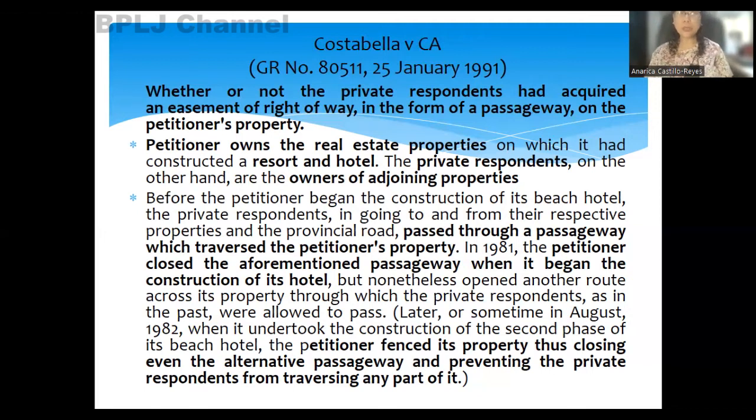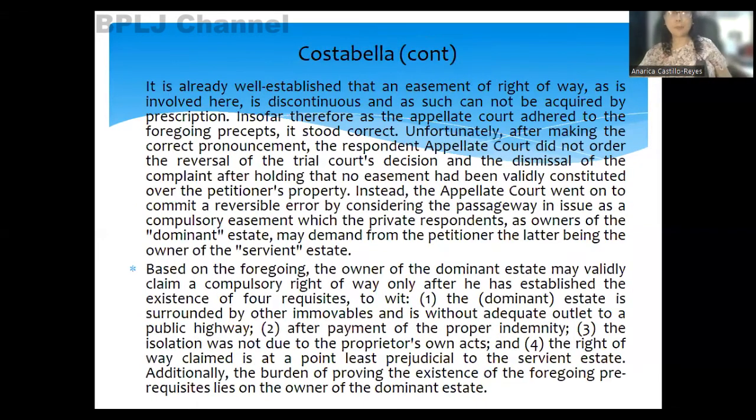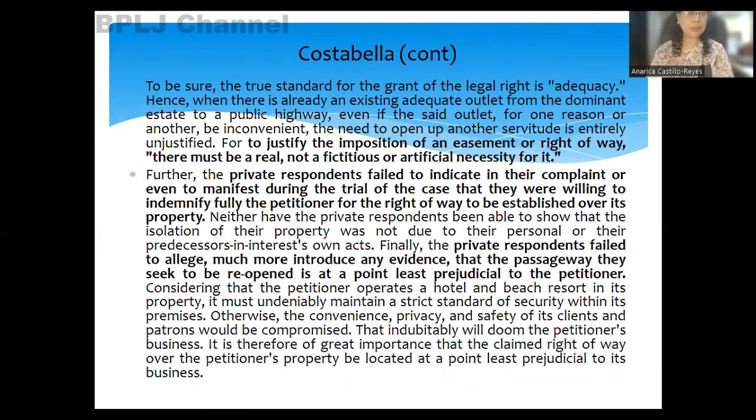Okay. Before the petitioner began the construction of the hotel, they passed through a passageway which traversed the petitioner's property. However, sometime in 1981, the petitioner closed the passageway when it began the construction of the hotel. So the petitioner fenced its property, thus closing even the alternative passageway and preventing the private respondents from traversing any part of it. To justify the imposition of an easement of right of way, there must be a real, not a fictitious or artificial necessity for it.